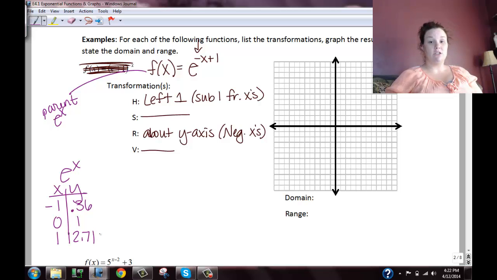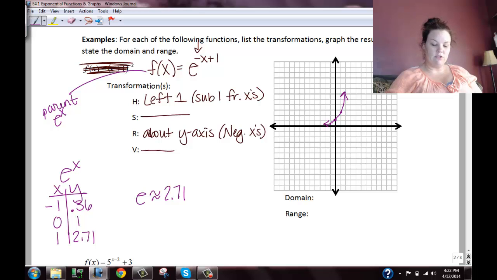So now I have my original parent function. I'm going to go ahead and graph it just so we can see what the base looks like. Now notice I just told you that e is approximately 2.71. So if our base is bigger than 1, this should be increasing. Okay? So notice at negative 1 I'm at 0.36, at 0 I'm at 1, and at 1 I'm at 2.71, which is roughly somewhere in there.